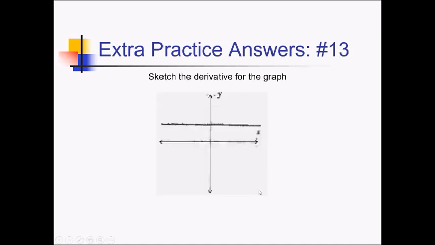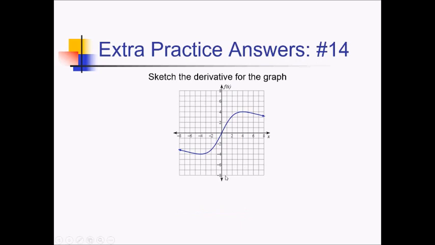On this problem, we're trying to graph the derivative of this function. This is one that's so easy it's hard. This is a constant original function. The slope is always 0, so that means the derivative is also going to be a horizontal line on the x-axis.